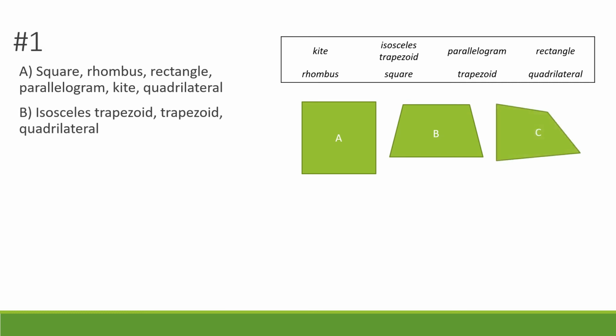Now take a look at C. Let's test some of the criteria or attributes. Does it have 4 equal sides? Does it have right angles? Does it have parallel sides? Going through some of the tests, we can see that this is a quadrilateral because it's 4-sided, but none of the names apply here.